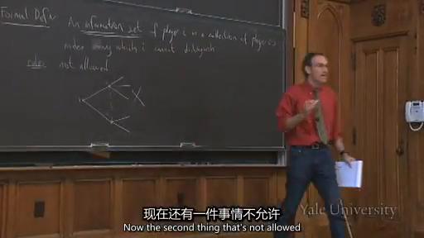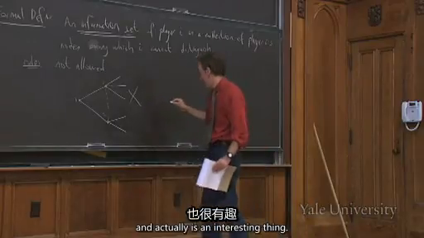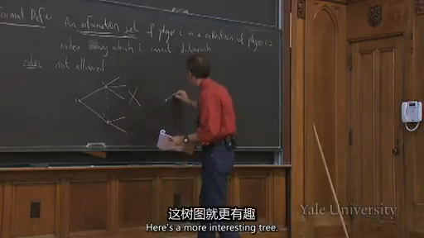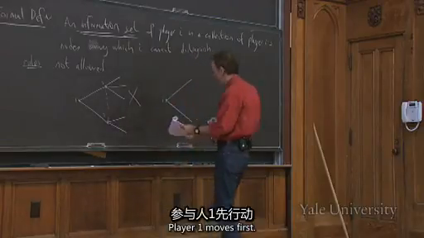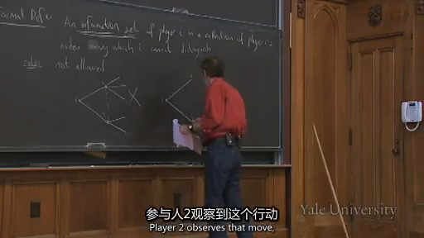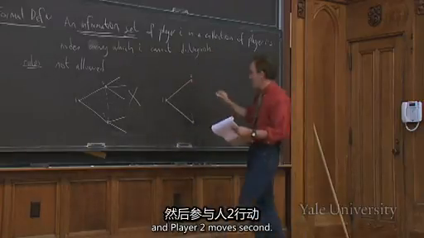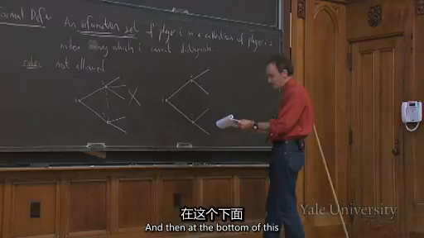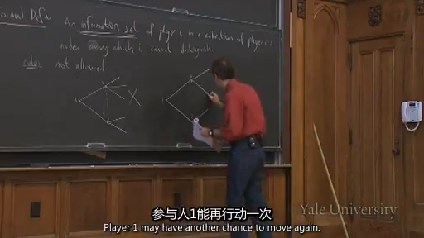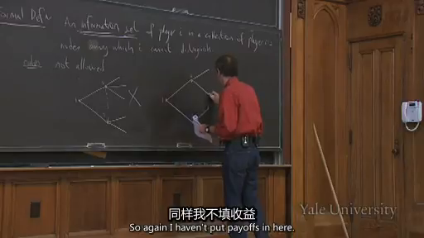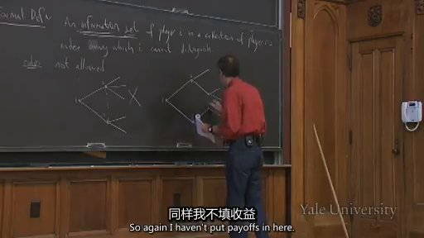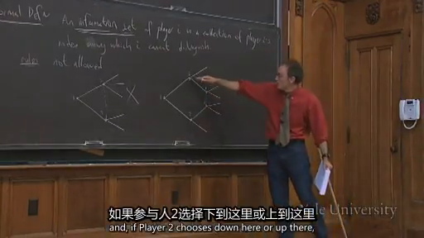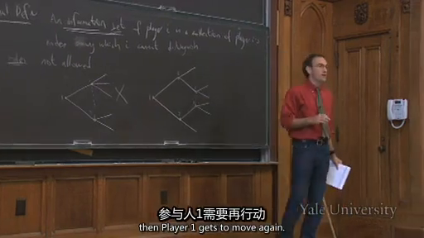Now the second thing that's not allowed is a little bit more subtle, and actually is an interesting thing. The first was just kind of bookkeeping, but the second thing's more interesting. So let's have a look at it. Here's a more interesting tree. Player 1 moves first. Player 2 observes that move, and player 2 moves second. And then at the bottom of this, player 1 may have another chance to move again. Again, I haven't put payoffs in here. Player 1 moves first, player 2 moves second, and if player 2 chooses down here or up there, then player 1 gets to move again.